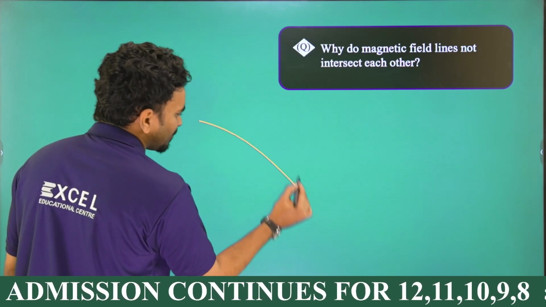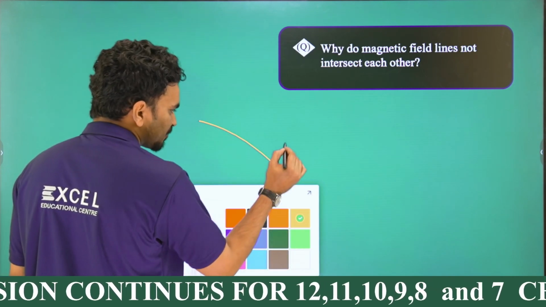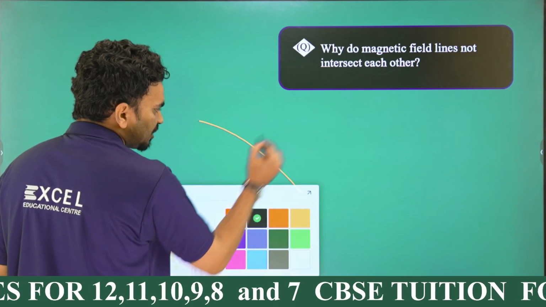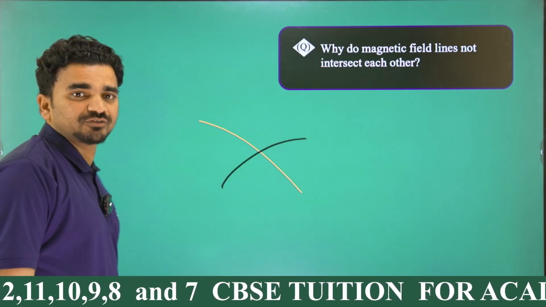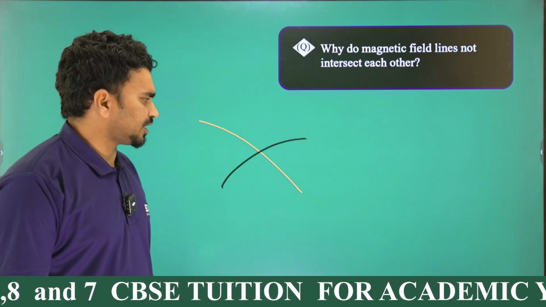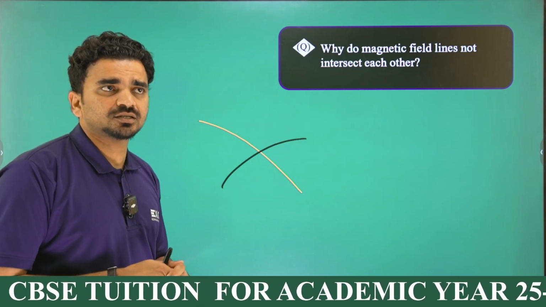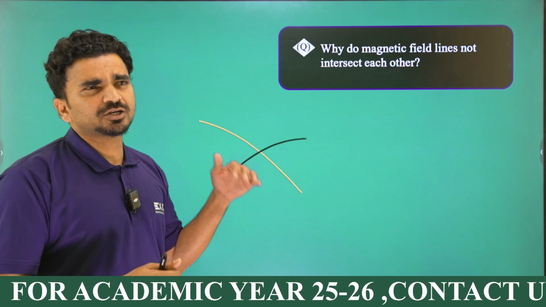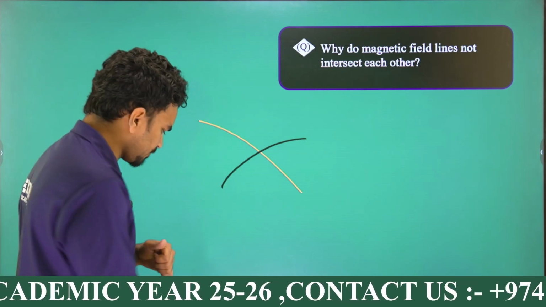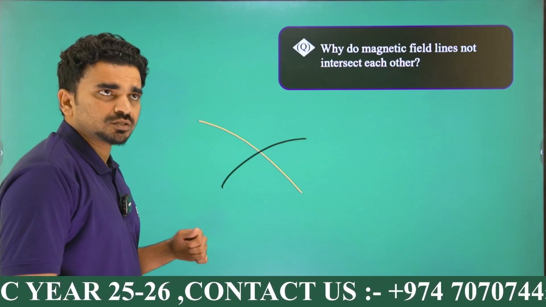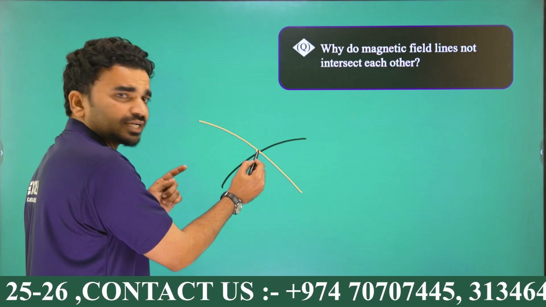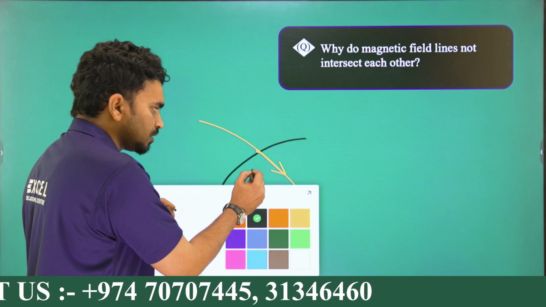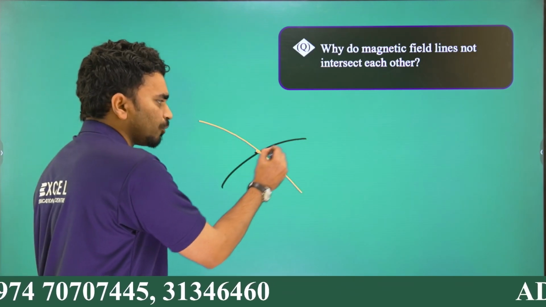What if two magnetic field lines intersect each other? Let me use two colors, okay? Before that, how do we get these two field lines? By keeping a compass, right? So when I keep the compass here, the yellow line says the compass will point in this direction. The black line says the compass will point in this direction.